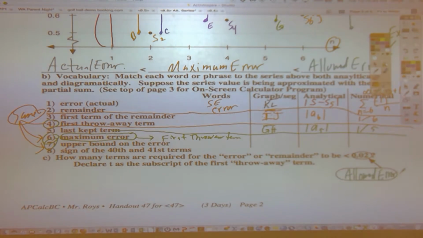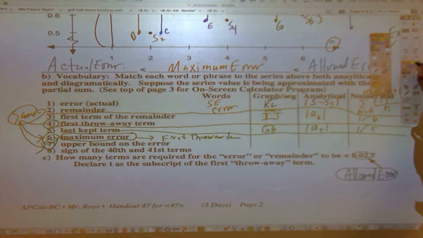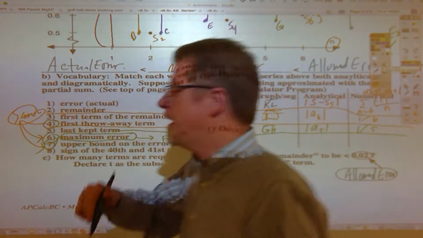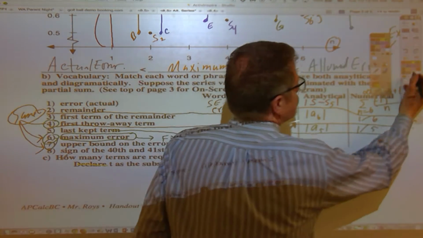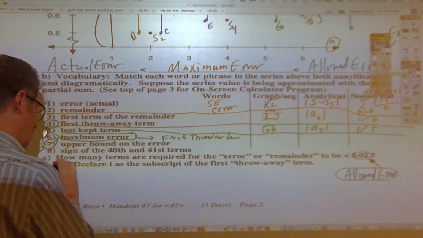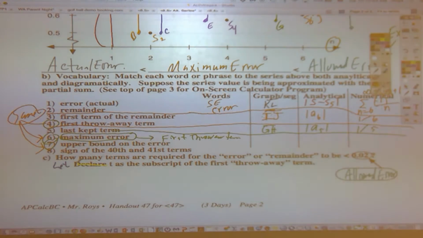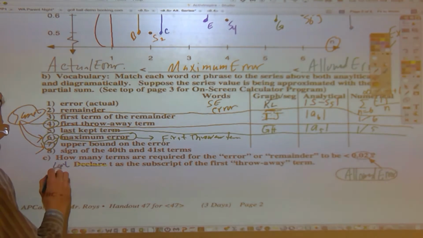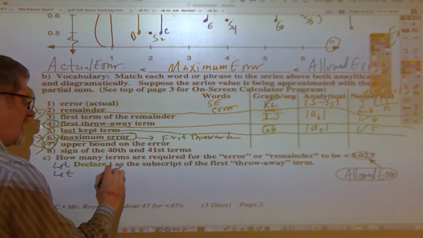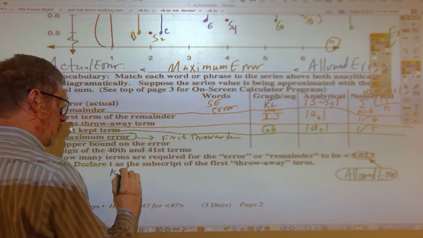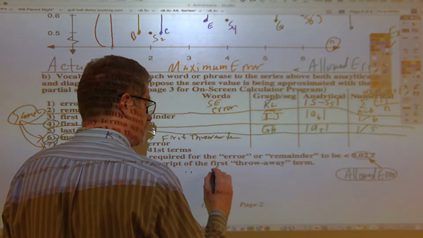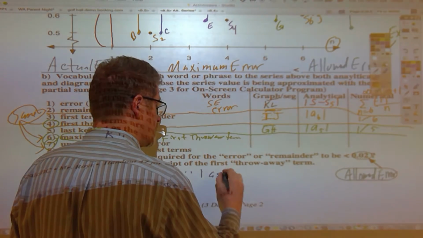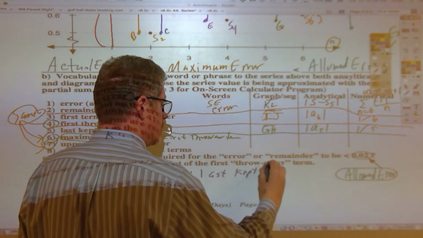You're going to define t as a subscript of the first throwaway term, or the first term of the remainder, but t is for throwaway. And we're going to declare that with the word let. So we're going to say let t represent the subscript of the first throwaway term. We're going to have to say let k represent the subscript of the last kept term.